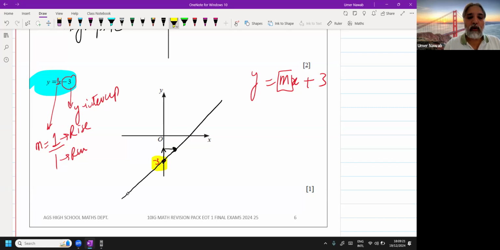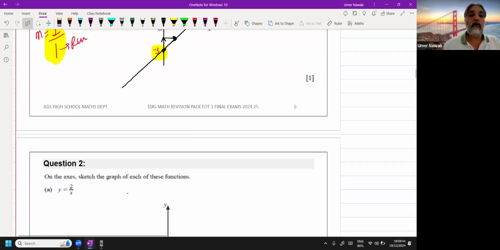You need to know what the y-intercept is, and then you can check your gradient, how much you have to go up and how much you go right. So 1 over 1, meaning 1 right and 1 up from negative 3. So you get the 2 points. One is the y-intercept and the second one where you reached. You just draw the line passing through these 2 points.